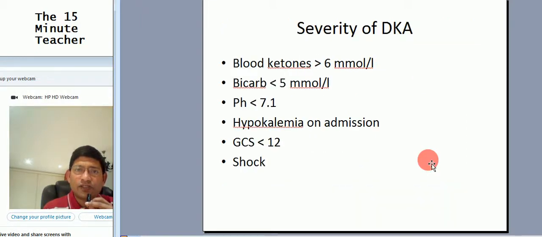Severity of ketoacidosis: blood ketones of more than 6 millimoles per liter, bicarbonate of less than 5, pH of less than 7.1 are all obvious. However, low GCS may signal either intracranial infection, cerebral edema, or metabolic disturbances that are profound enough to cause neurological dysfunction. This needs to be recognized promptly, and intubation if required in order to prevent aspiration.